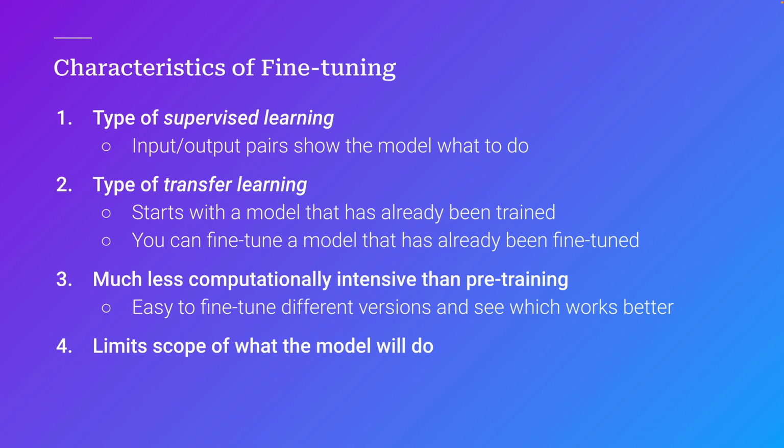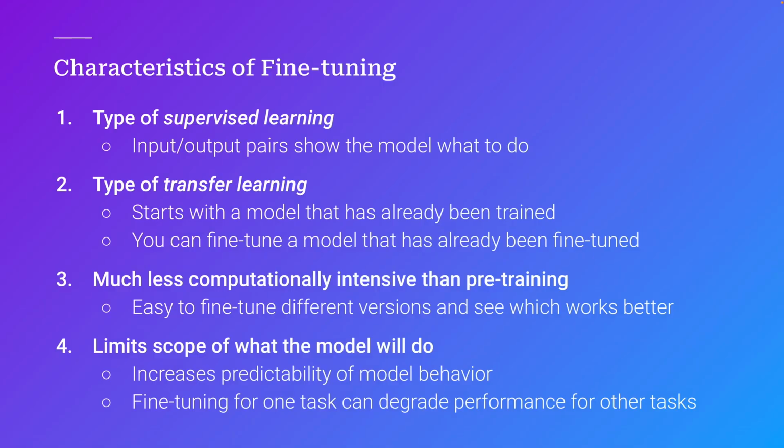Fine-tuning also limits the scope of what a model will do. It increases the predictability of the model behavior. Instead of it going off in some random direction, it's going to follow what your training examples show it to do. So if you're steering the model to do one particular thing, that also makes it bad at doing other things. So it's important to decide exactly what you need your model to do and fine-tune a model for that. And then since fine-tuning is very easy to do and inexpensive, you can fine-tune different models for different tasks.